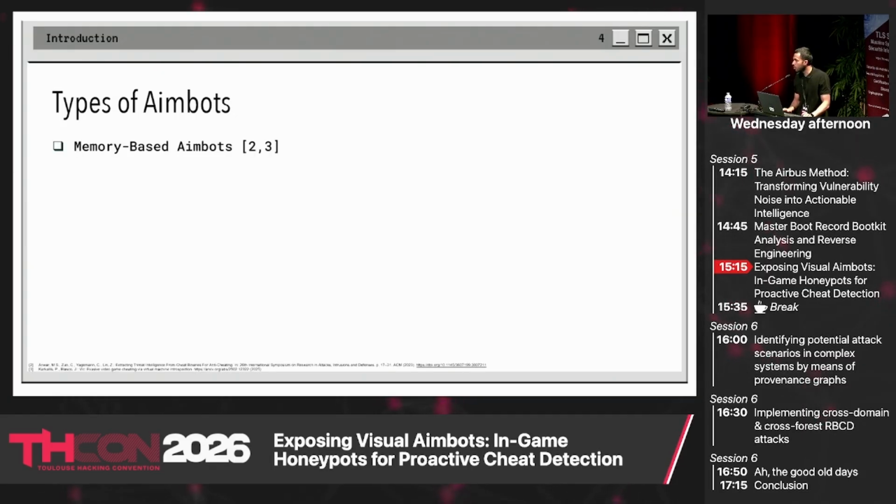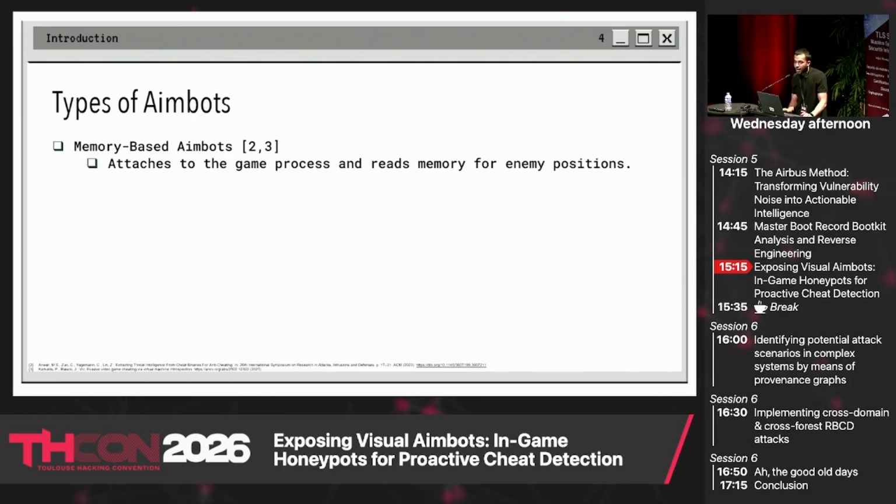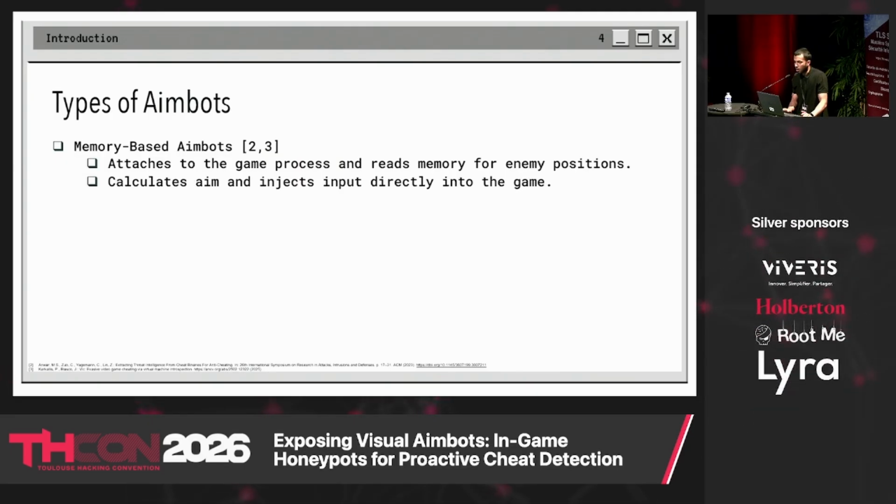The first one is your typical memory-based aimbots. They work by attaching themselves to the game process and reading the memory for valuable data structures, typically to extract enemy positions or other coordinates, and then performing mathematical operations, vector calculation, and injecting this directly into the game. They're often paired with trigger bots to obtain a completely automated shooting system, where the aimbot aims at the opponent, and the trigger bot, once the aim has been directed at the opponent, is then shooting at it.